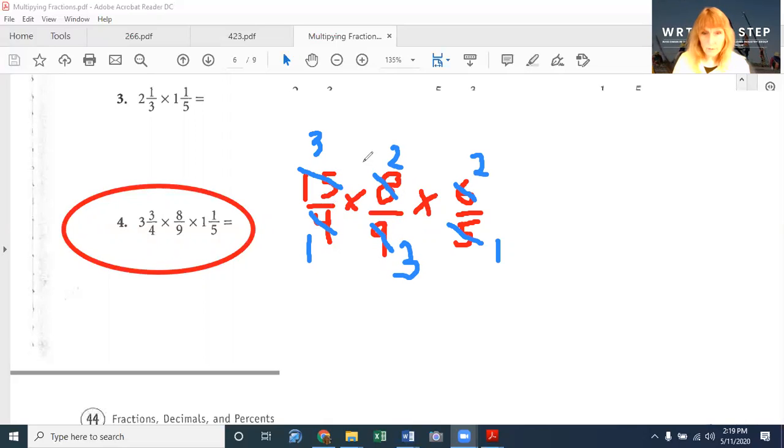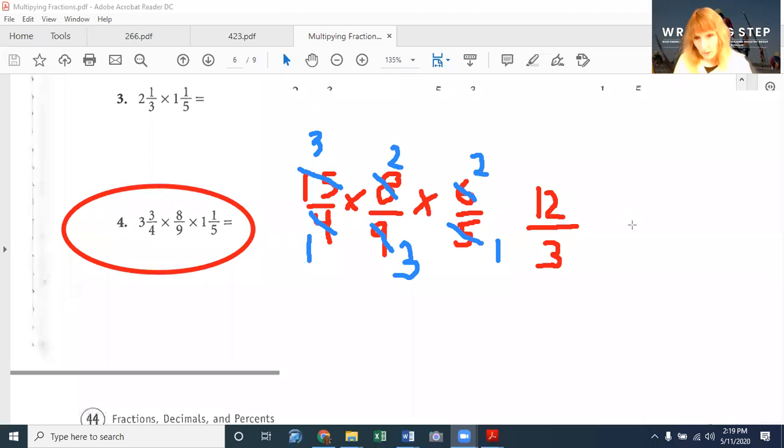It's just 3 times 2 times 2 on top. So 3 times 2 is 6. 6 times another 2 is 12, right? And on the bottom we get 1 times 3 times 1. That's just 3. And now look how easy that is. 12 on top is really 12.